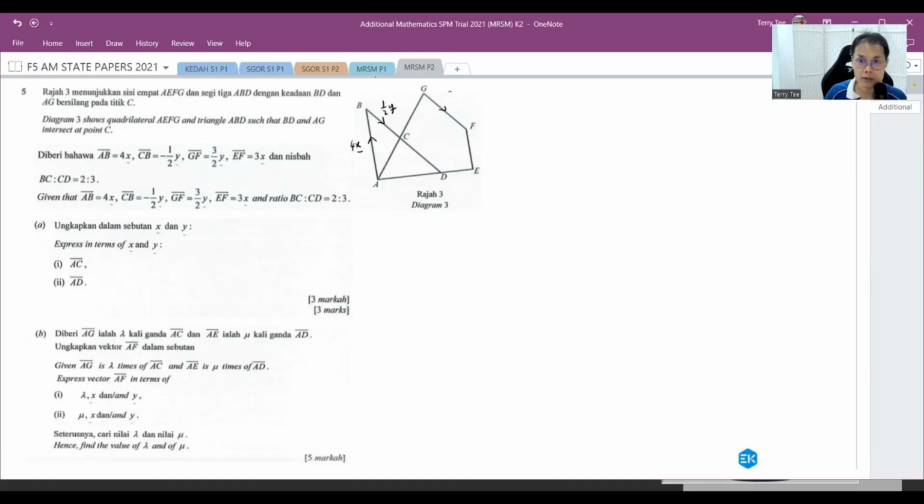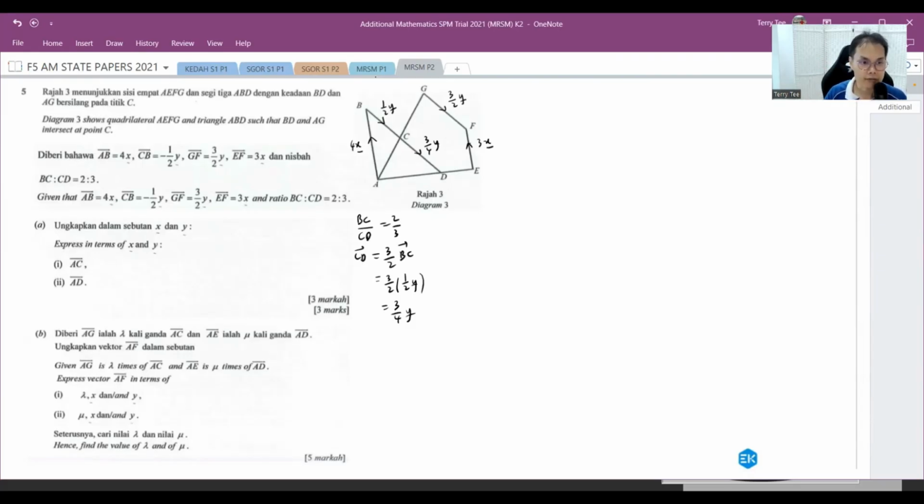So you can see they're parallel. Yeah, 3 over 2y. Yeah, both are in terms of y. And EF is 3x. So these two sides are parallel as well. And the ratio BC:CD is 2 to 3. That means if I do BC over CD equals 2 over 3, CD, if you crisscross that, is 3 over 2 BC, right? Since I know BC is half y, CD will be 3/4 y. So I'm going to label here 3/4 y. Yeah. So this is easier for me to calculate the rest. Okay. So just map everything on the diagram.